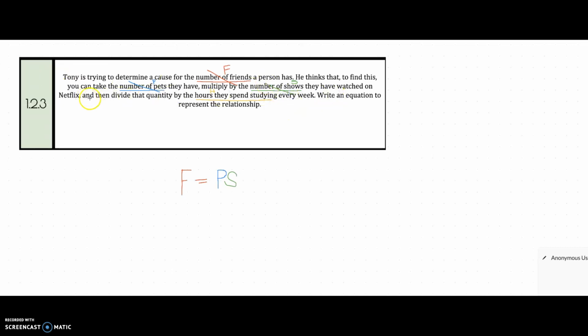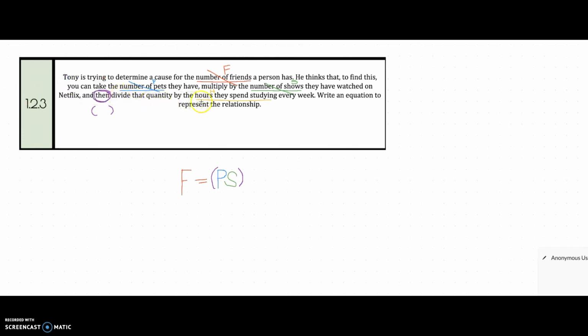And then it says, and then divide that quantity by the hours. One thing I want to point out is it says, and then. The word then should make us think parentheses. So I'm going to throw some parentheses around my P and S before I move on. What that does is it makes sure that we do that step first, and then we move on to the next step.